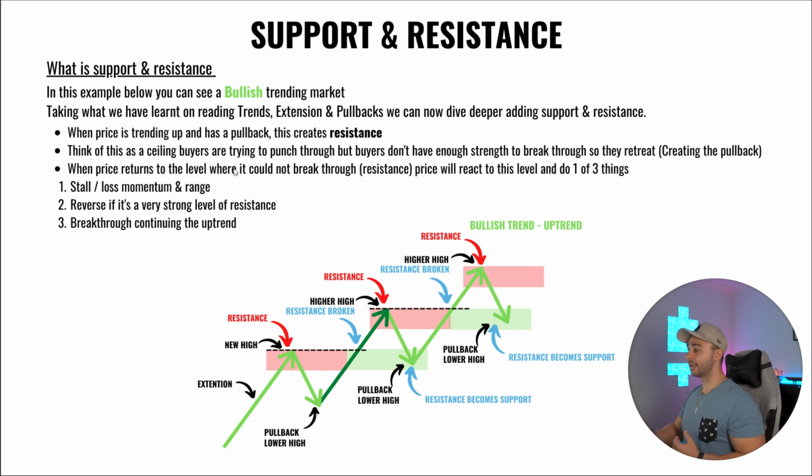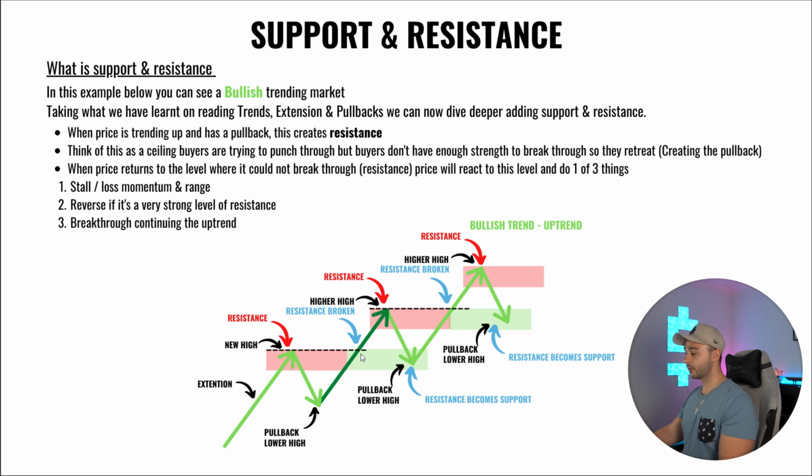So when price is trending up and has a pullback, it creates resistance like I just explained. Think of this as a ceiling. Buyers are trying to punch through, but buyers don't have enough strength to break through, so they retrace, creating that pullback. When price returns to this level where it could not break through, so resistance, so we have this extension up, the buyers could not break above this level, so they retrace.